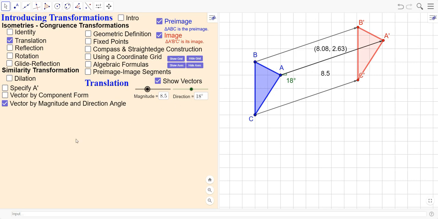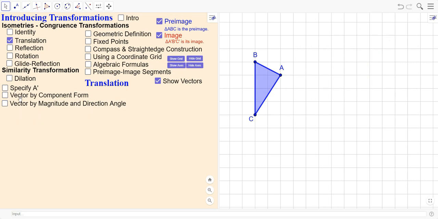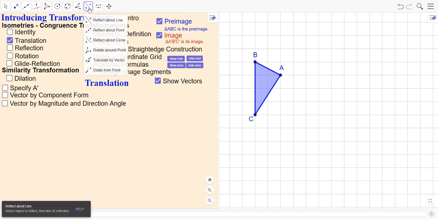Okay, and so you can kind of see that there. So again, we can specify that by this. Okay, so how can we specify this? How can we do a transformation like this with the built-in transformation? So up here we have tools that allow us to do transformations, and here's the translate by vector.